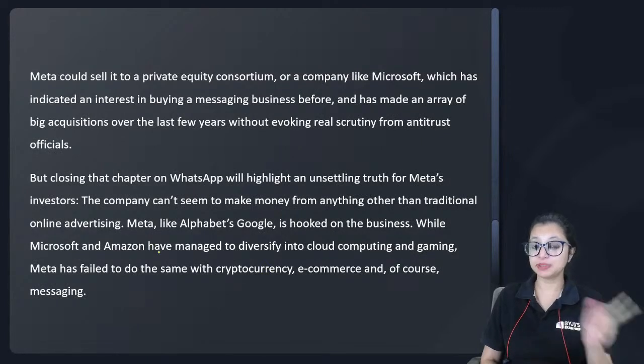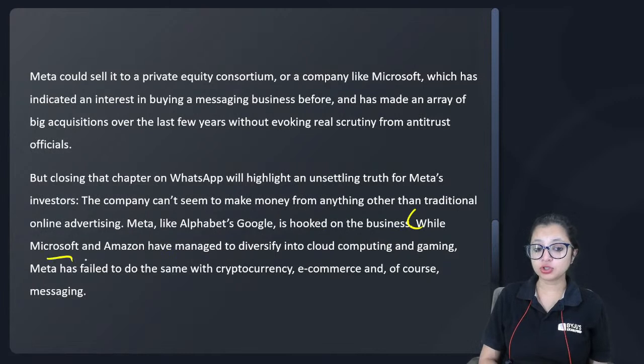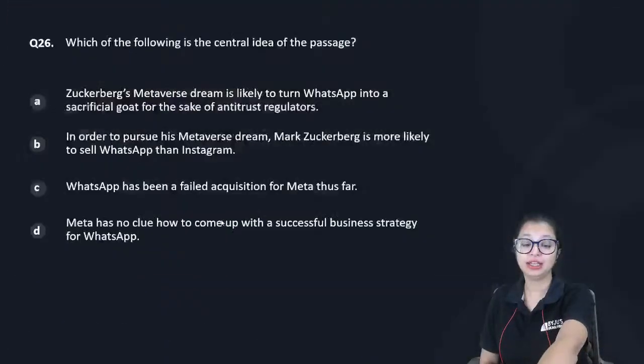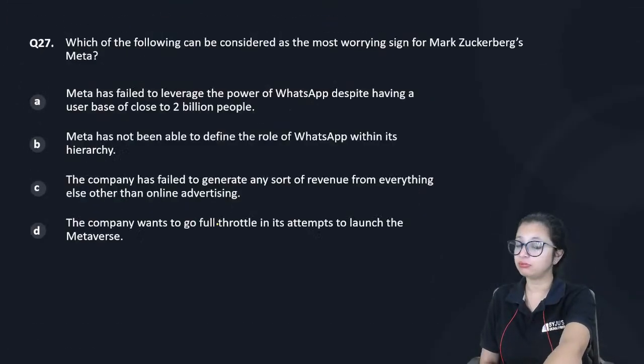Microsoft, Amazon ke examples bhi diye. There's another question. Read this line for the next question. I'll take you back. While Microsoft and Amazon have managed to diversify into cloud computing and gaming, Meta has failed to do the same with such things. So advertising is the only way they've been able to make money. Apart from that, there's no other way. Of course, WhatsApp has been a fail.